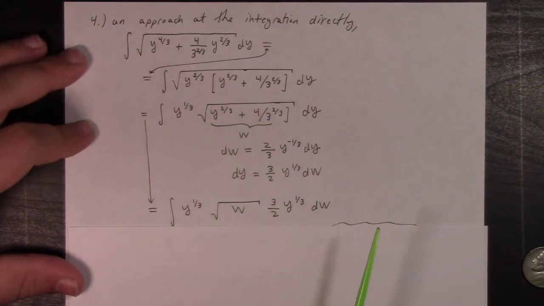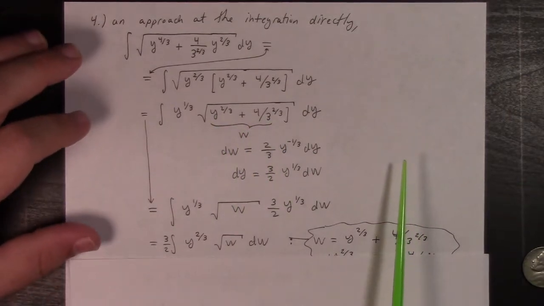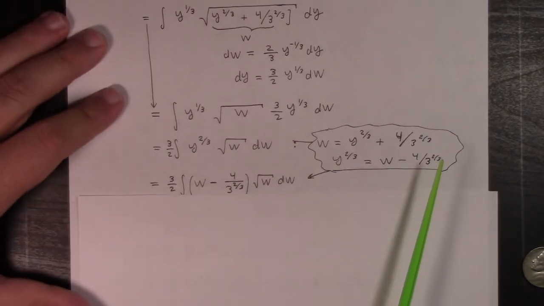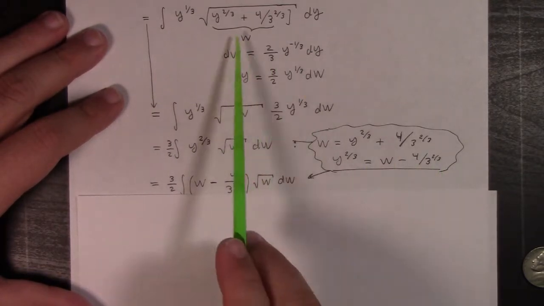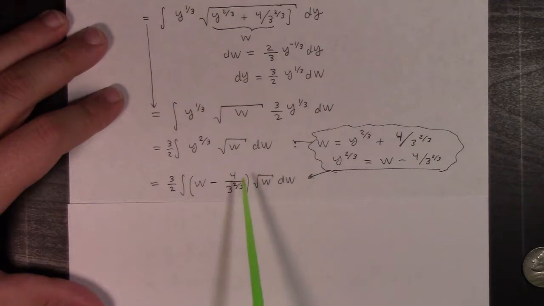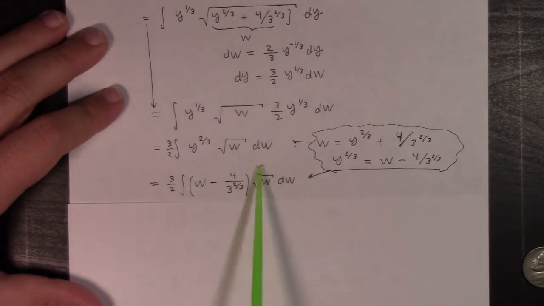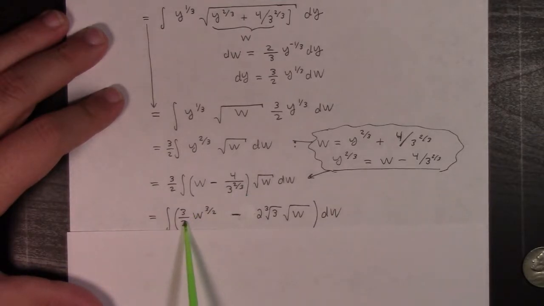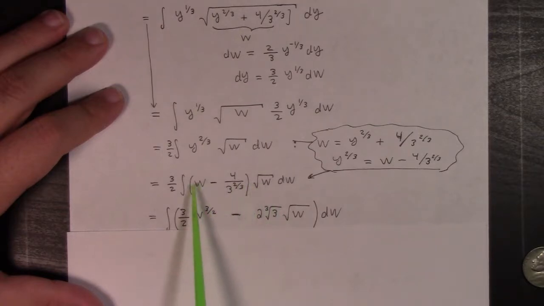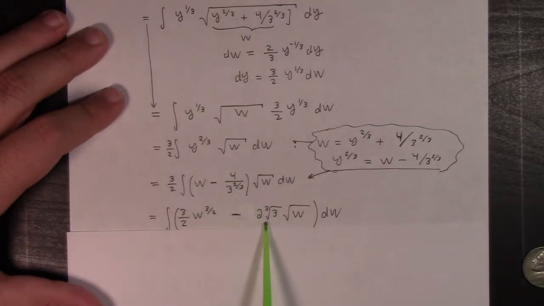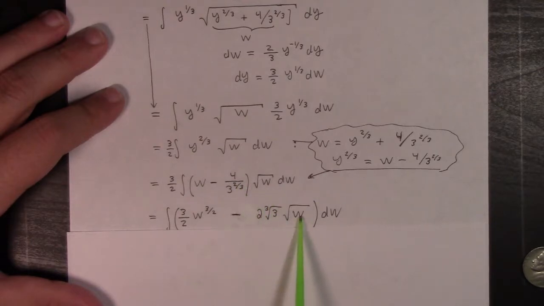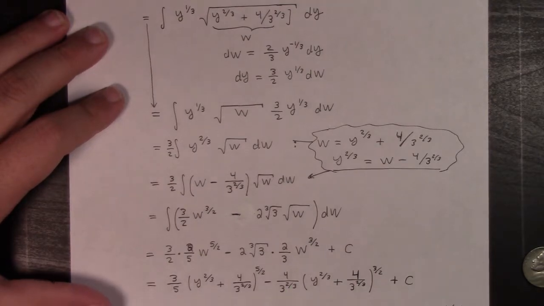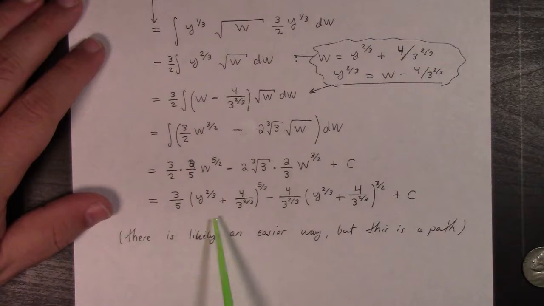Which I can trade for w. Well, not quite w. Actually, y to the 2/3 is w minus 4 over 3 to the 2/3. And so this becomes that and that. And at this point I've just got something I can straight integrate in w. W times w to the half is w to the 3/2, minus 2 thirds root of 3 w, square root of w like that. These I can both integrate as I do, and that gives me this. And then, anyway, there you go, antiderivative.